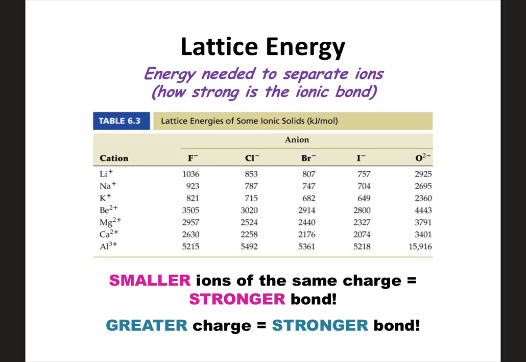And then if you look at charges, look what happens as we increase the charge, say beryllium 2 plus with fluorine 1 minus. You can see it's much higher than when it was just 1 plus 1 minus with the lithium and the fluorine. You can analyze this table, but the ideas are important. Smaller size, greater the attraction, and greater charge, greater the attraction. If you have a greater attraction, you're going to have a stronger bond and a higher lattice energy.